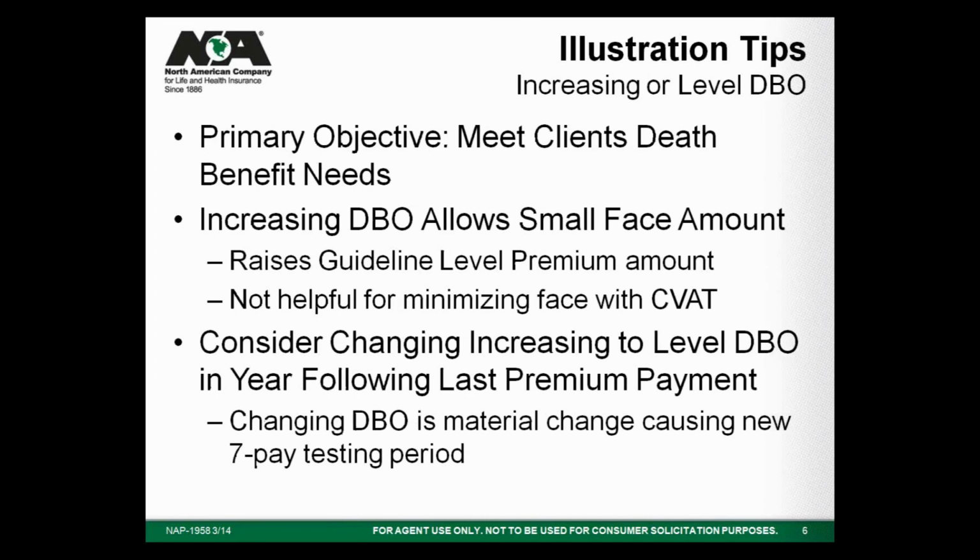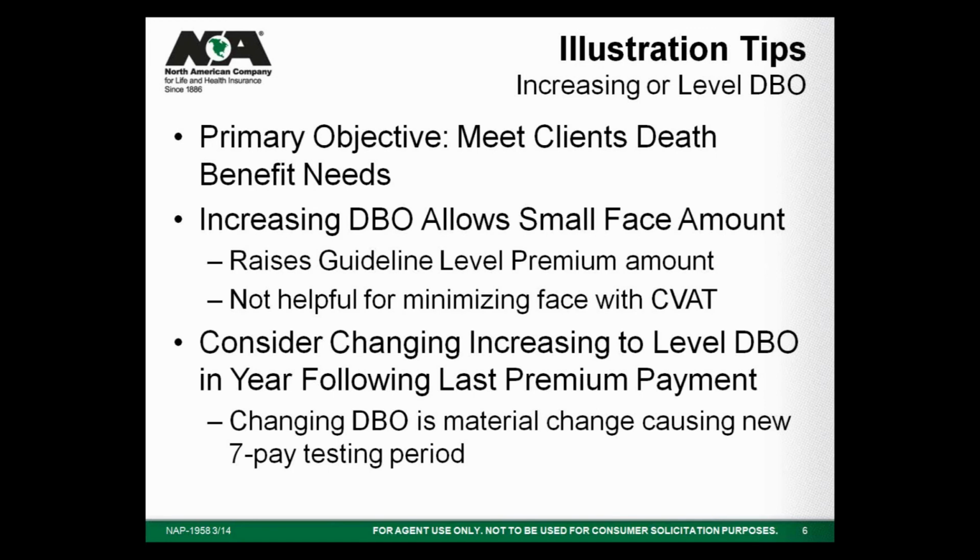And here's what I mentioned before about the level or increasing death benefit. The primary objective, of course, as we always say with life insurance, is to meet the death benefit needs of the client. An increasing death benefit allows a smaller face, raises the Guideline level premium amount, and is, like I said, not helpful when minimizing face for a CVAT test. Consider changing increasing to level in the year following the last premium. Changing the death benefit is a material change causing a new 7-pay test. That's what I was referring to before in the CVAT: with the material change, it can cause a MEC.